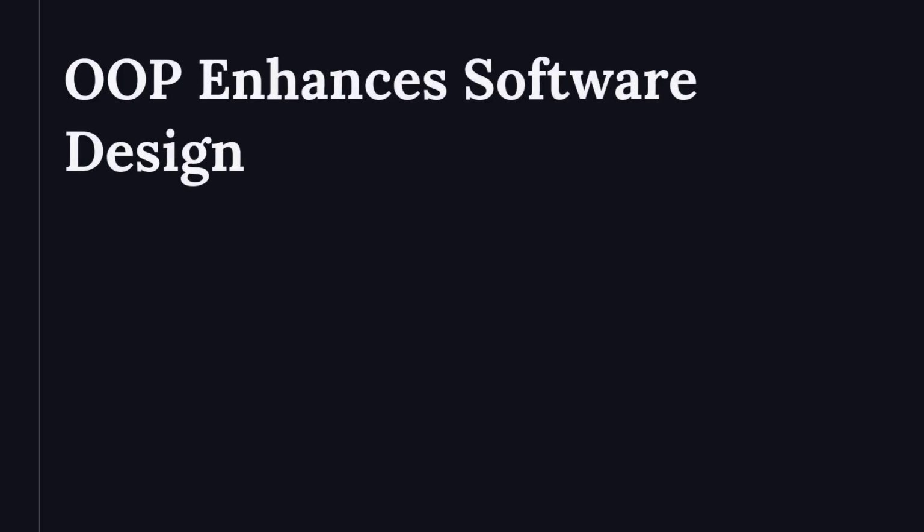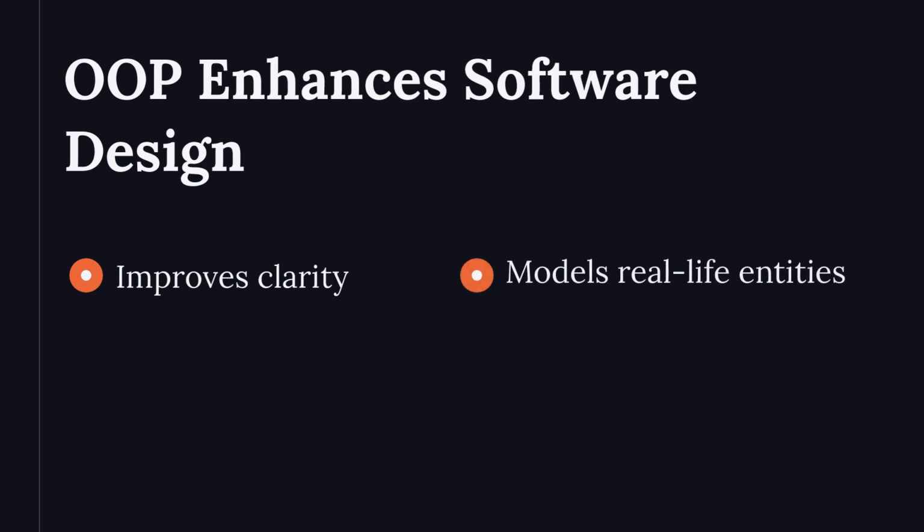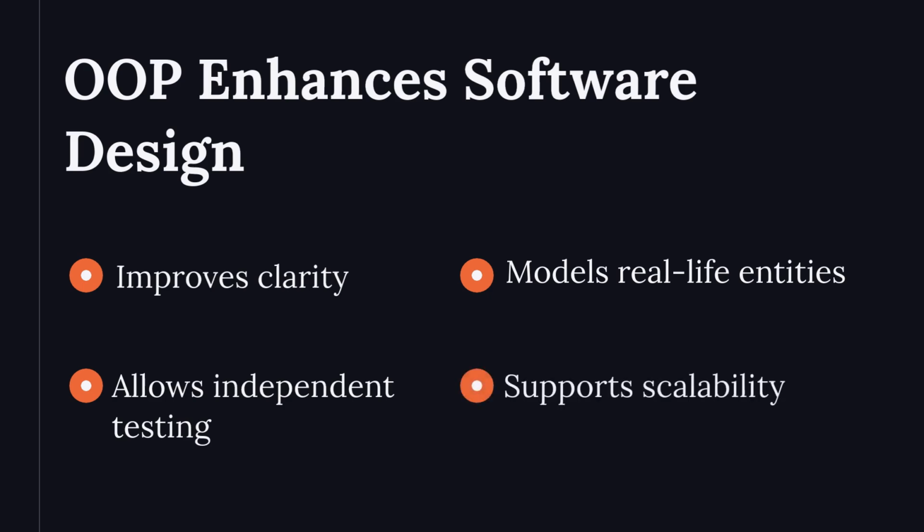OOP improves clarity and scalability in software development. It models real-life entities, making systems easier to understand. Modularity allows independent testing and modification. New functionality can be added with minimal disruption. OOP supports scalability as new features emerge.